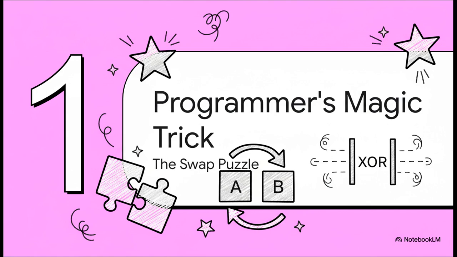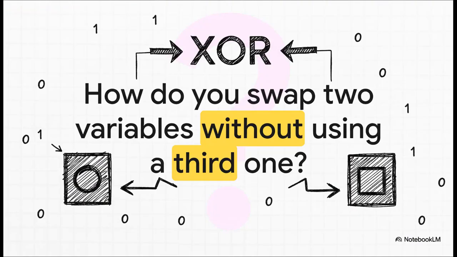It all starts with a classic programming puzzle, the kind that really stumps a lot of people the first time they hear it. I want you to really think about this for a second. Let's say you have a variable a that's holding the number 5, and b is holding 10. How in the world do you get a to hold 10 and b to hold 5 without creating a third temporary variable to park one of the values in?